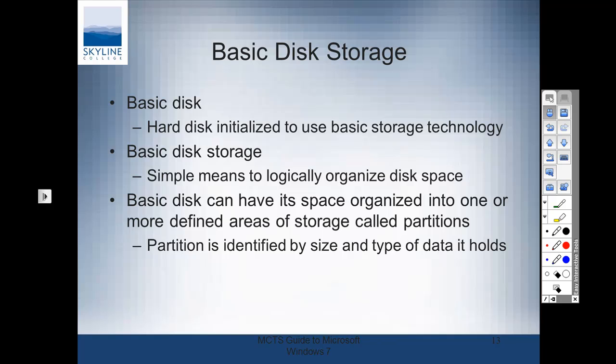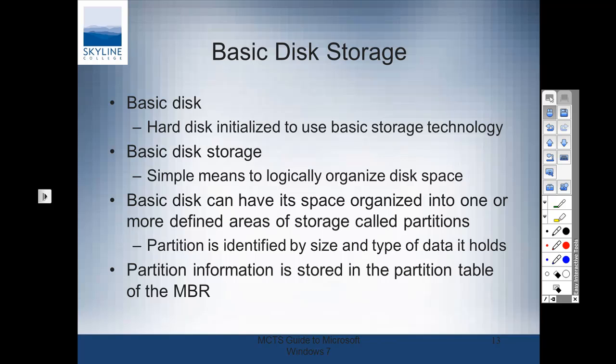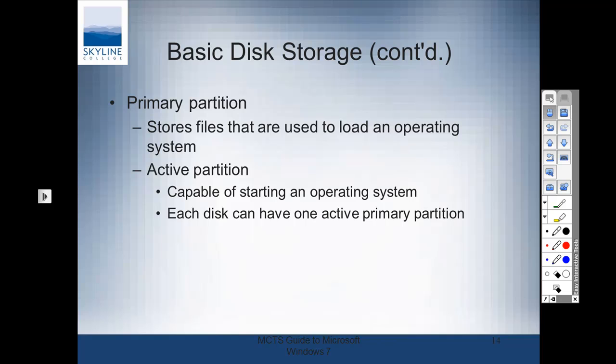A basic disk can have its space organized into one or more defined areas called partitions, and the limit on partitions on a single drive is 4. You have 3 primaries and an extended when we go into these things. It stores the partition table in the partition table of the master boot record. So where are they? How many of them do we have? Same thing that you've been doing.